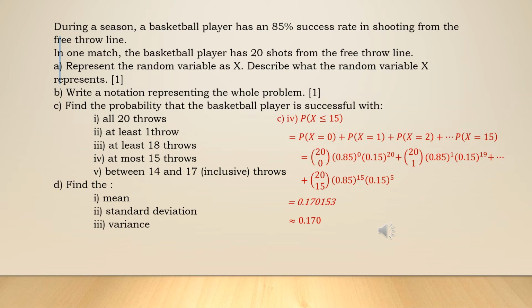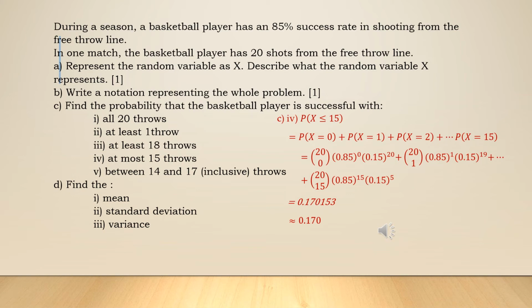In part 4, we are asked to find the probability that a player is successful with at most 15 throws. So when we say at most 15, can we have 16? No, right? So we can have only 15, going to the left, 14, 13, and so on. So it's actually the probability of x equals 0 plus the probability of x equals 1, and so on until the probability where x equals 15.